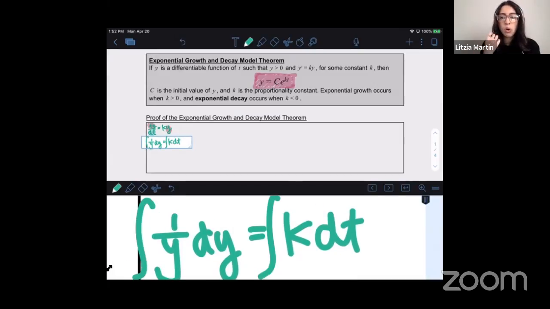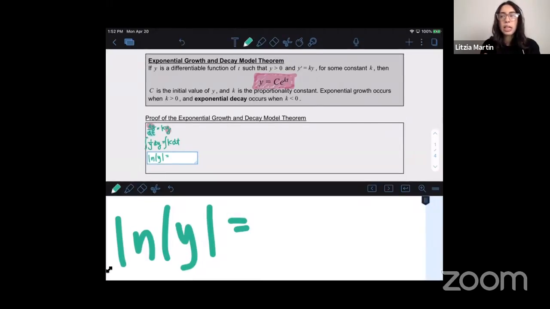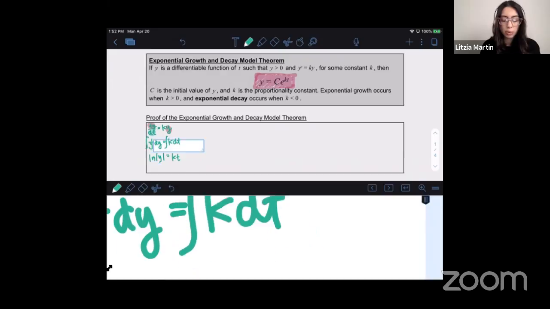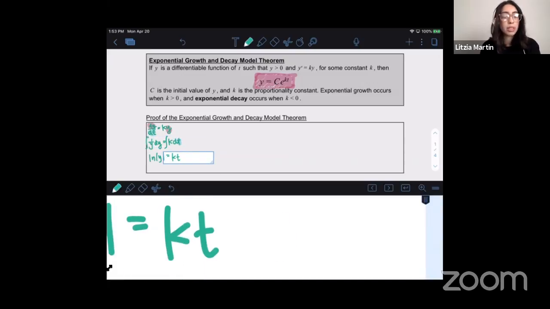The integral of 1 over y is ln absolute value of y. And the integral of k, the integral of any number, is the number times its variable of integration. So it's going to be k times t, since t is actually the variable of integration here. We have dt multiplying that k. So k times t, and then remember, we need to add a plus c. Okay. Any questions on that so far?